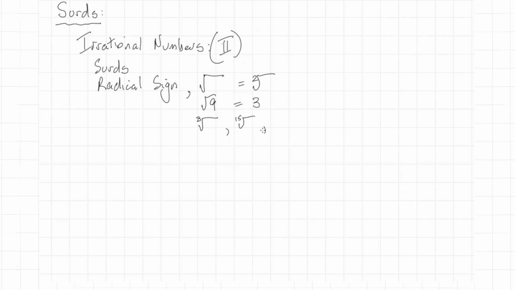So all of those numbers, and these are numbers, and I'll show you how we'll get these on the number line. All of these numbers are examples of surds where this is an integer.